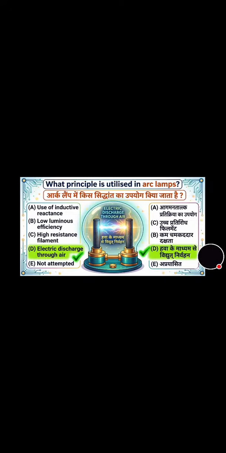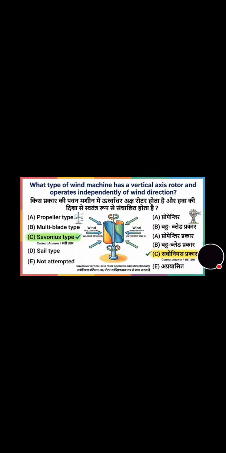Which principle is utilized in arc lamps? And its correct answer is option D, that is electric discharge through air. Now move towards the next question. Question number 4. What kind of a wind machine has a vertical axis rotor and operates independently of wind direction? And its correct answer is option C, that is Savonius type.